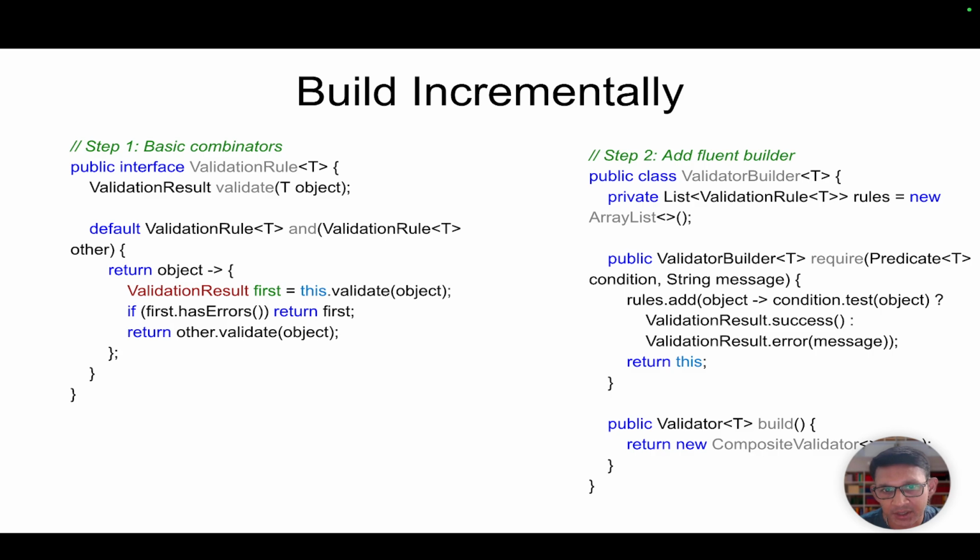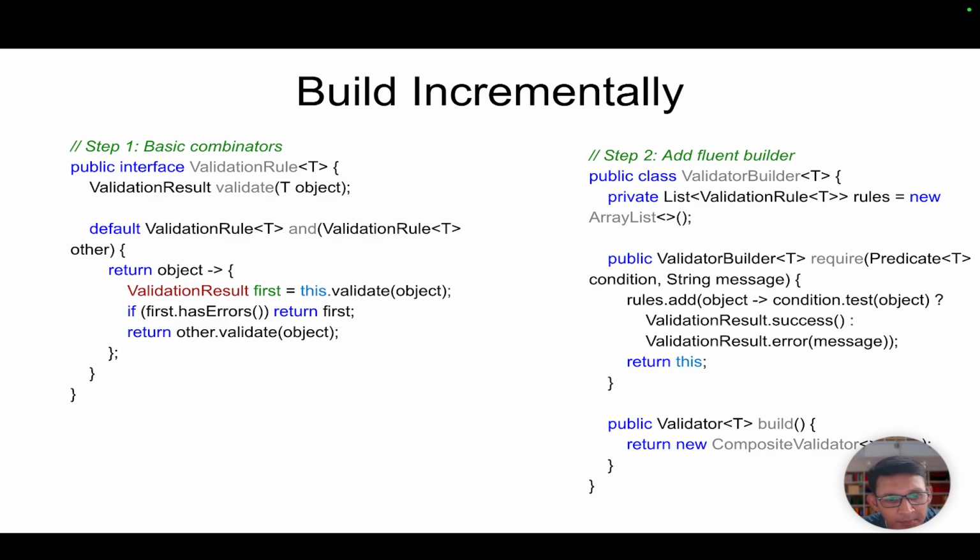For our validation DSL, you might start with the combinator foundations. A validation rule takes an object and returns a validation result. The AND method is our combinator. It creates a new rule that applies the first rule, and if that passes, it applies the second one.